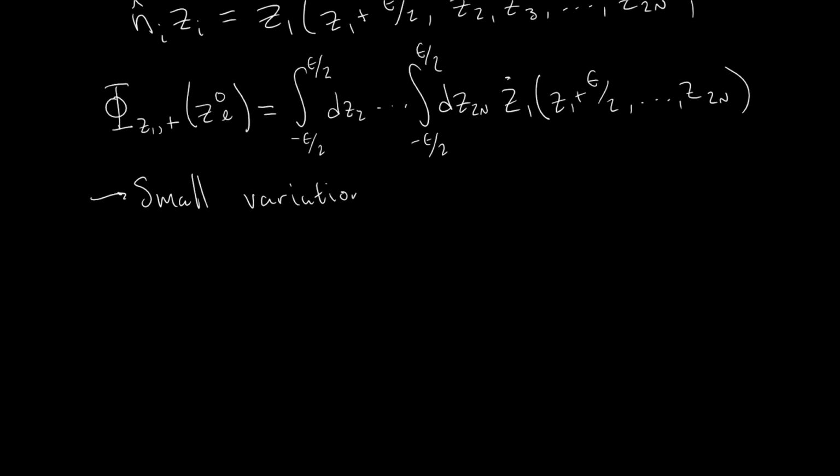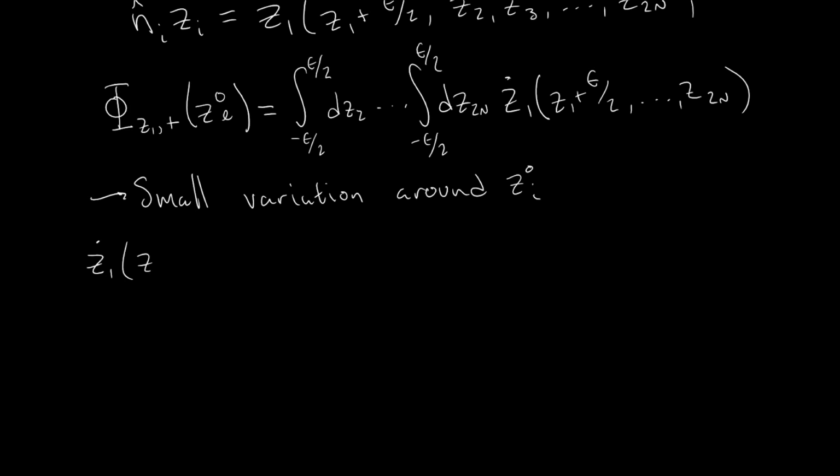Variation around z0, which means I can expand this in epsilon in particular. So I can write, and this is kind of a cheeky way of doing things.